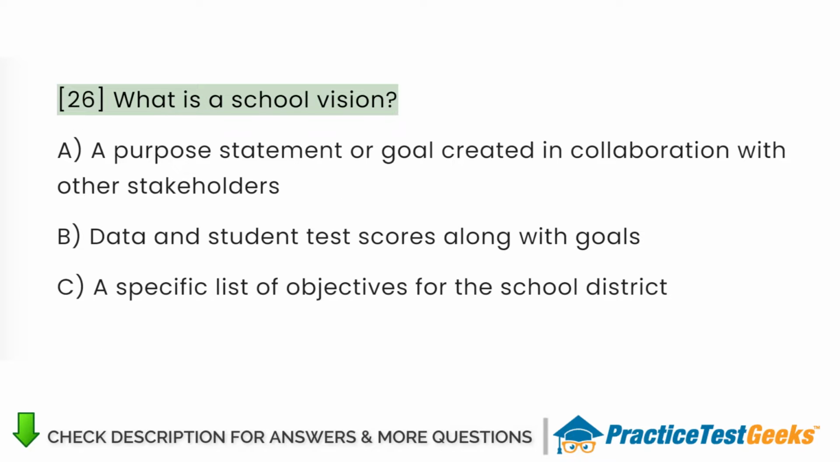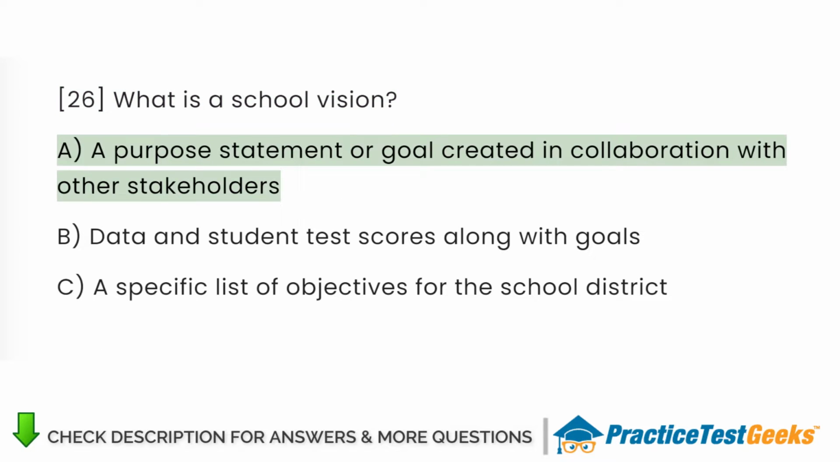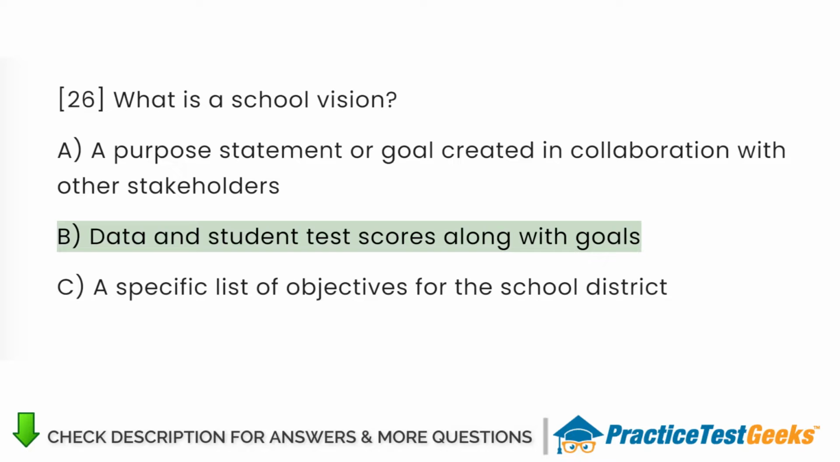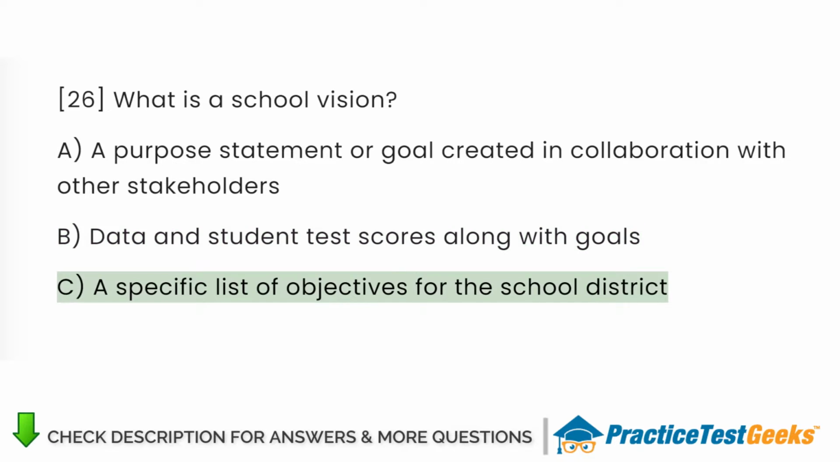What is a school vision? A. A purpose statement or goal created in collaboration with other stakeholders. B. Data and student test scores along with goals. C. A specific list of objectives for the school district.